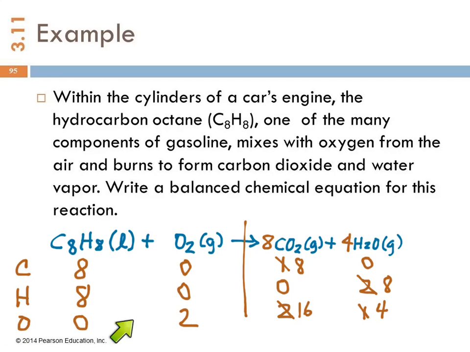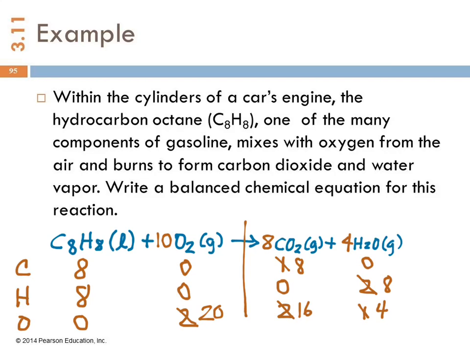So here's oxygen. I have 2 on the left side, and how many on the right? 16 plus 4, 20. So if I put a 10 in front of the oxygen, then I'll have 20 oxygens on the left and 20 on the right. So that's our balanced chemical equation. I didn't end up with any fractions.